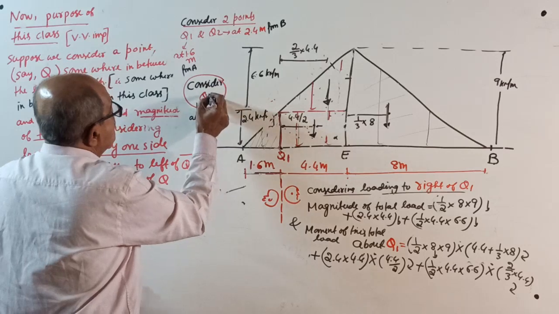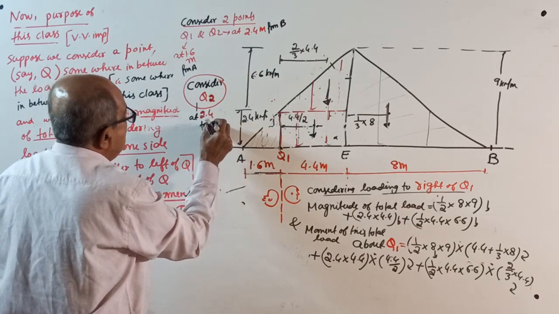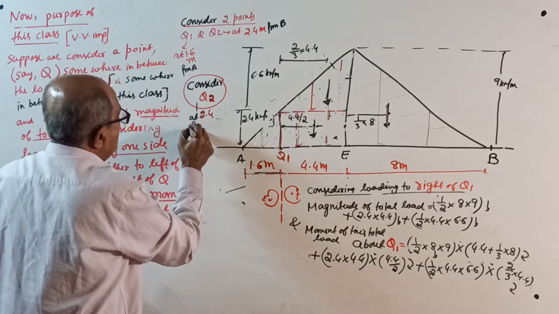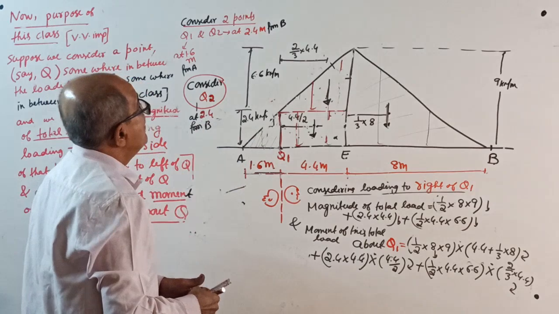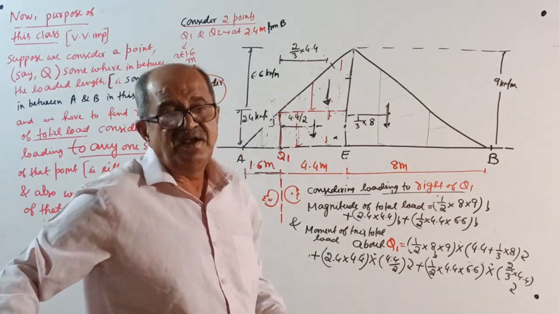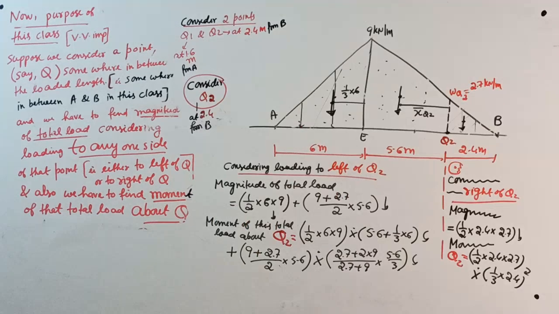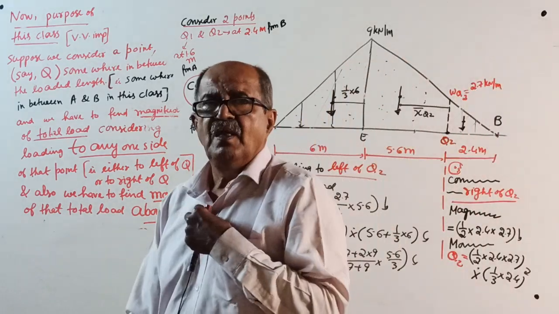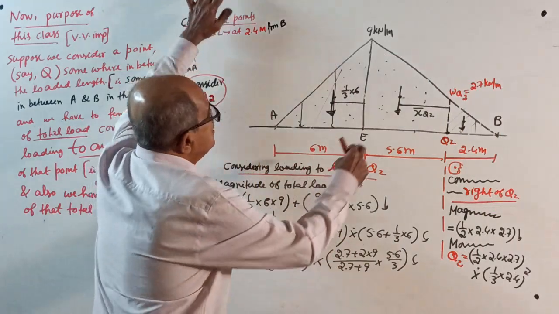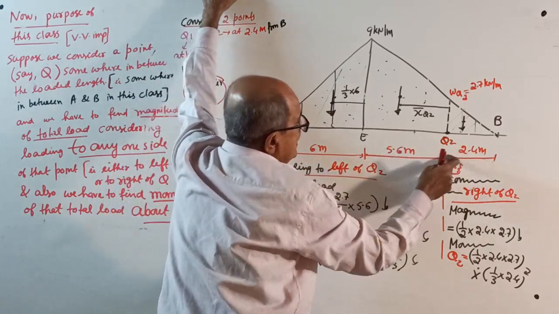Now we'll do one thing. We'll consider Q2. Q2 is at what distance, I told you? 2.4 meter from B. I think I'll write the sketches once again now, because rubbing here in front of you will take more time. Now come to Q2. I will briefly explain. See, Q2 is here, 2.4 from there. This is the full 8 meter, this is 2.4, this is 5.6.